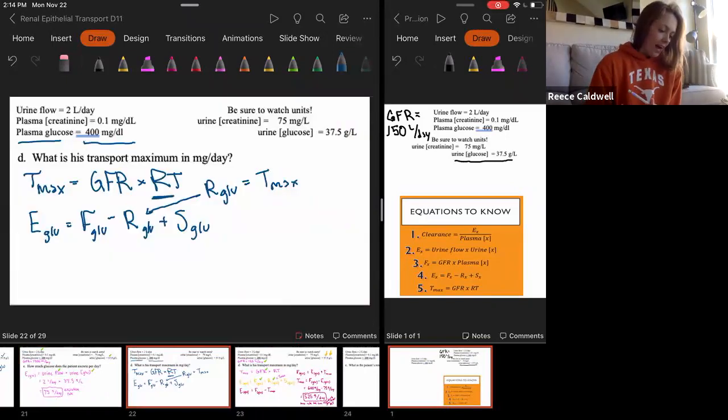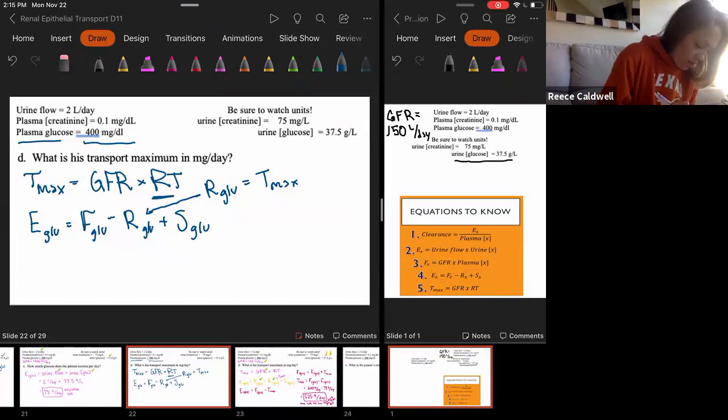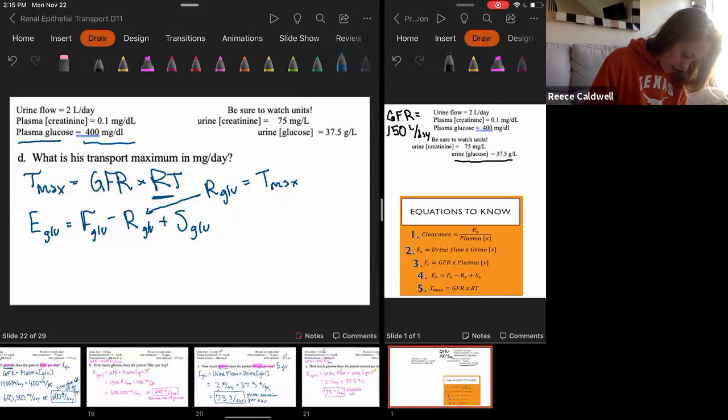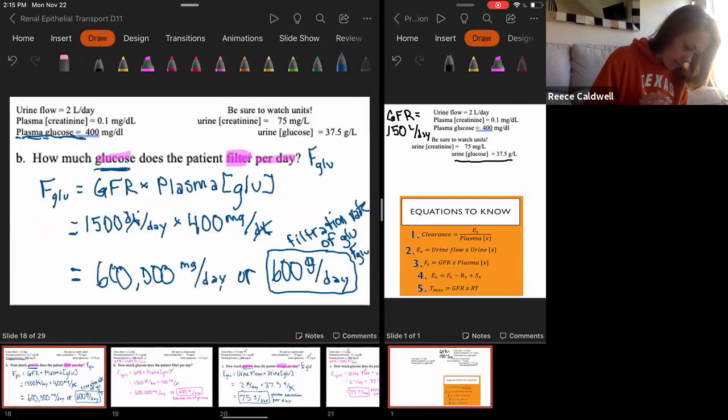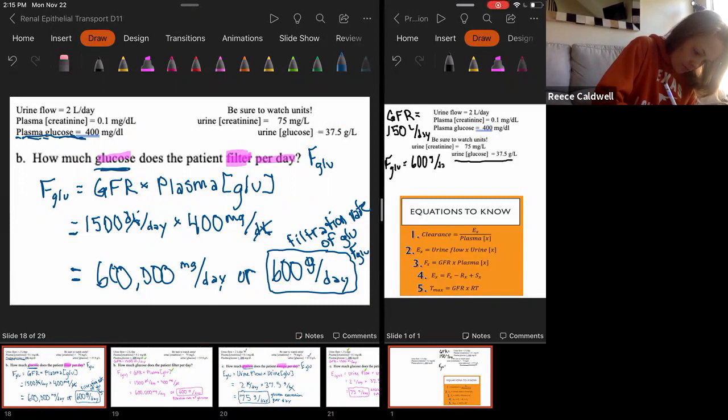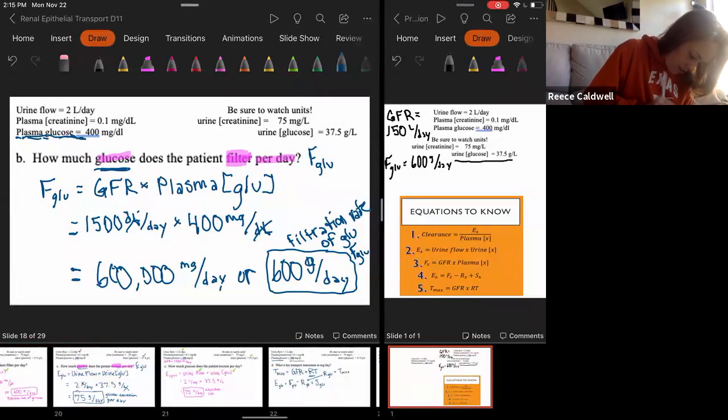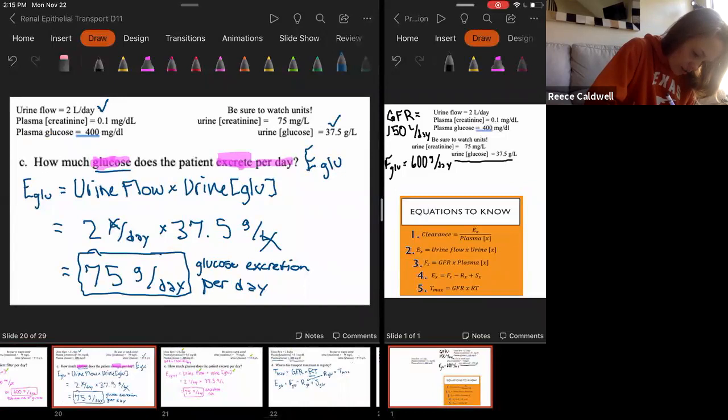And then we also already solved for the filtration rate of glucose over here. I forgot to write that value. Filtration rate of glucose equals 600 grams per day. And what was the other value we solved for? Excretion rate of glucose equals 75 grams per day.